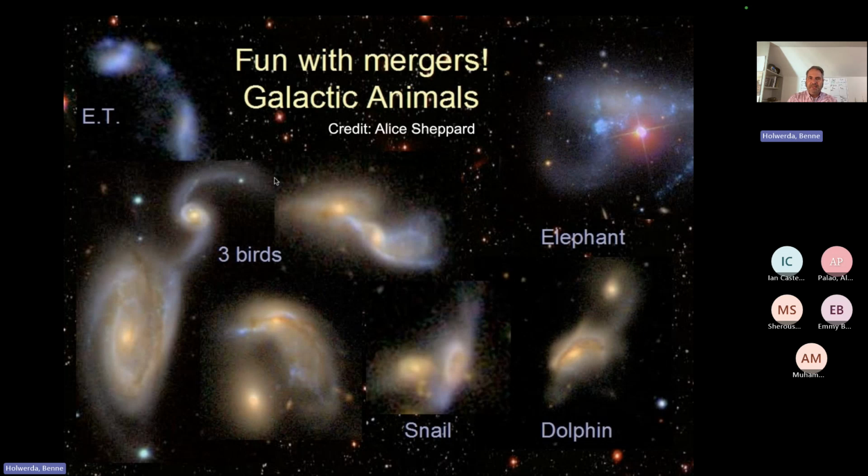So you get whimsical names, and I love this, right? You put a crowd of people on this, and they start making whimsical names for all these fun galaxies. And so you have three birds, E.T., the elephant, the dolphin. I think the one that you see is the penguin galaxy, and that name has just taken off.